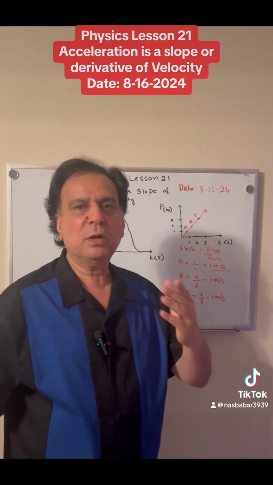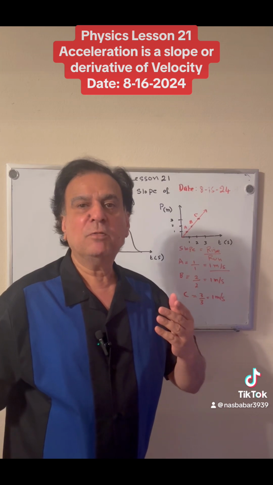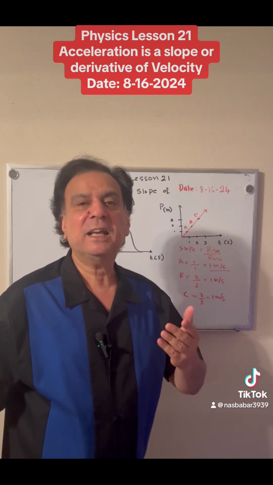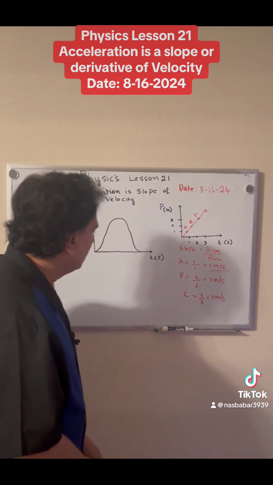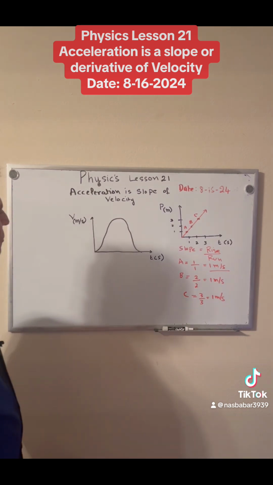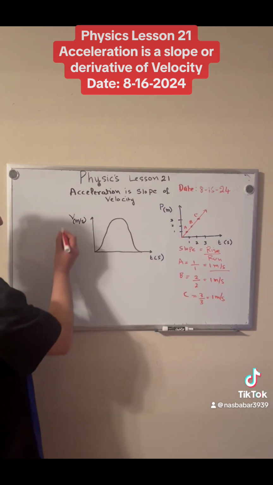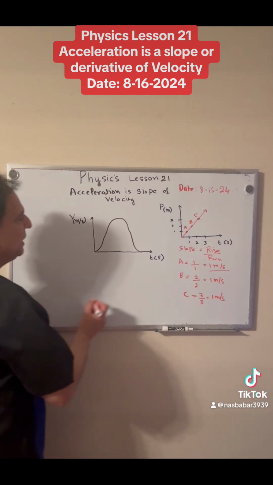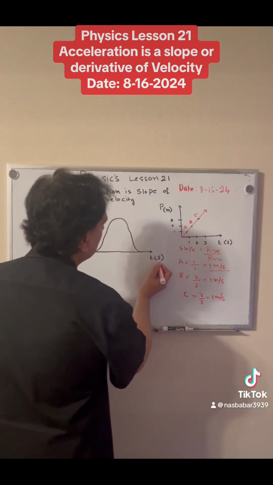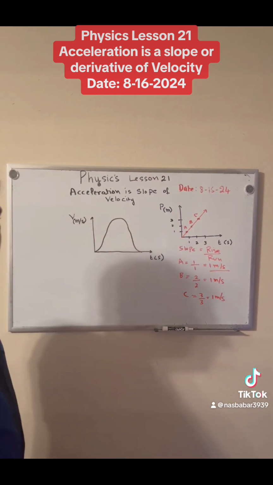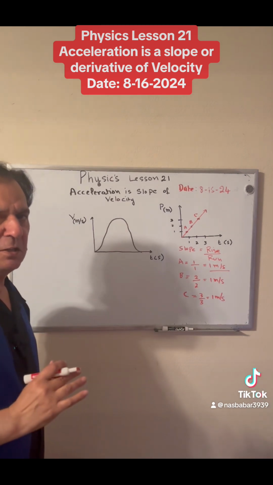Now we're going to look at the derivative of velocity, and we're going to get acceleration. So on the graph, I have this curve. This is my velocity in meters per second. This is my time in seconds. I'm not going to put any numbers on it, but I think once I draw it, you will get an idea.